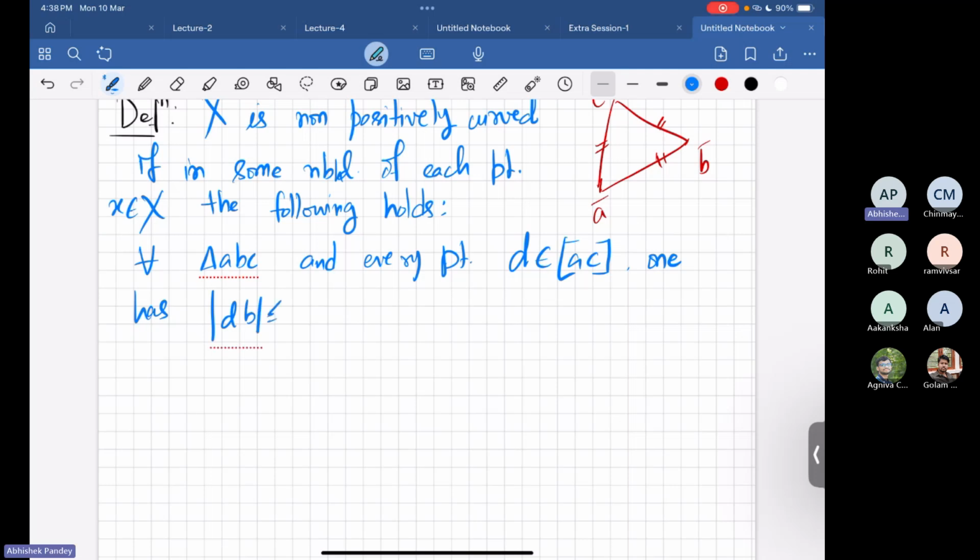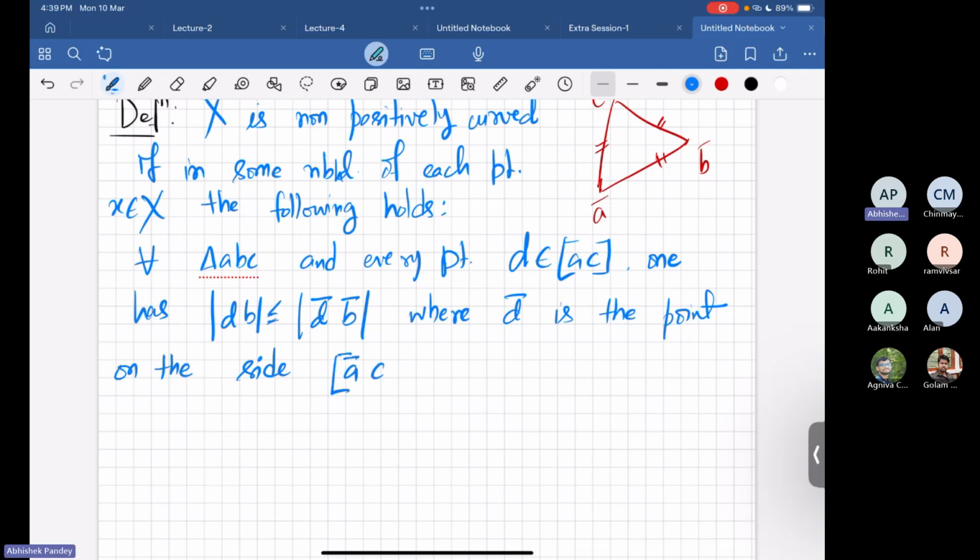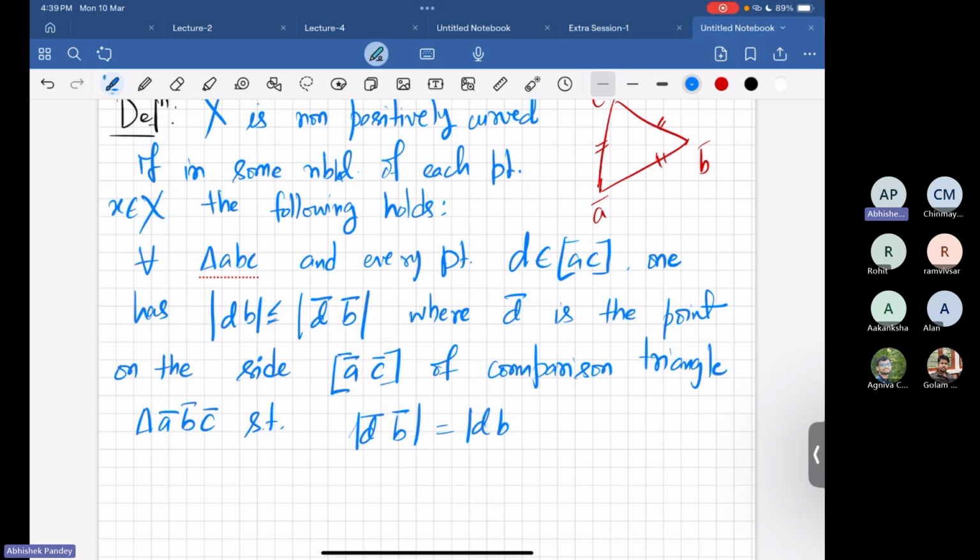the distance between D and B is less than or equal to the distance between D bar and B bar, where D bar is the point on the side A bar C bar of the comparison triangle, such that the length of A bar D bar is the same as the length of A D. Okay.